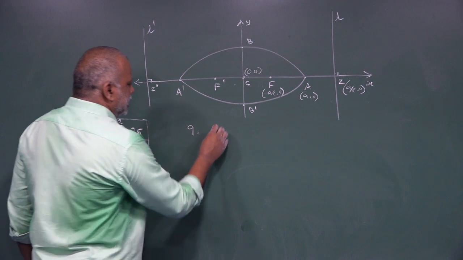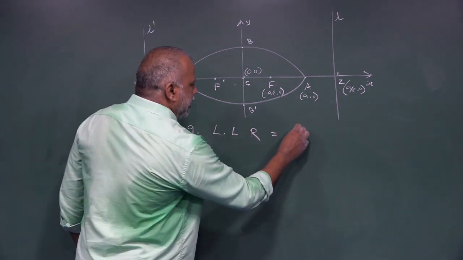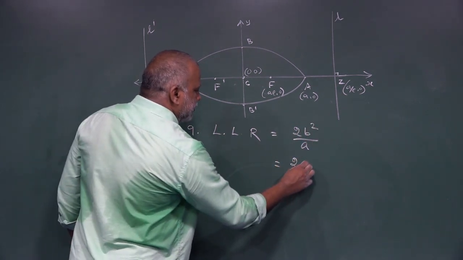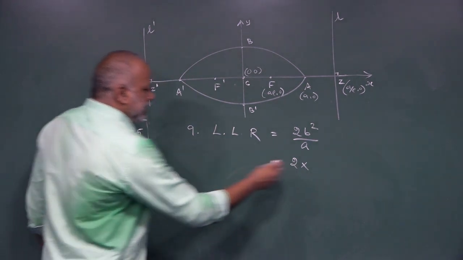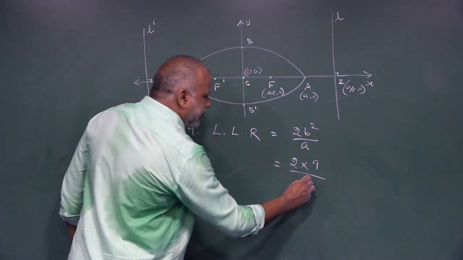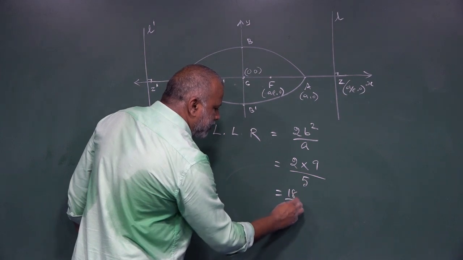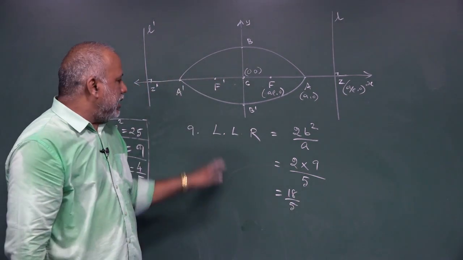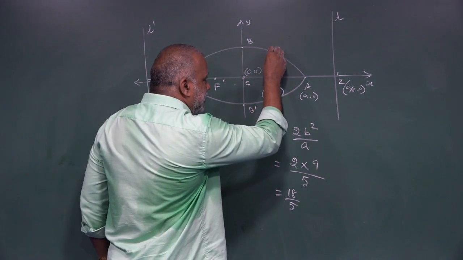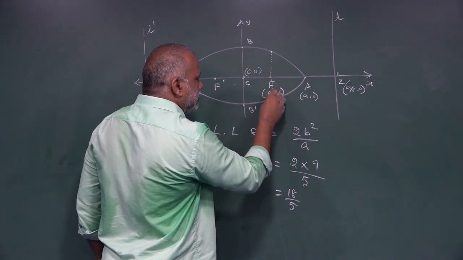Now result number 9: length of latus rectum. We already worked out the value, 2B squared by A. See here, 2, the value of B squared already worked out as 9, divided by the value of A squared equal to 25, A equal to 5. Therefore, 2 into 9, 18 by 5. This is the length of the latus rectum. What is the meaning of latus rectum from this diagram? We already worked out the theory, you can refer to it.